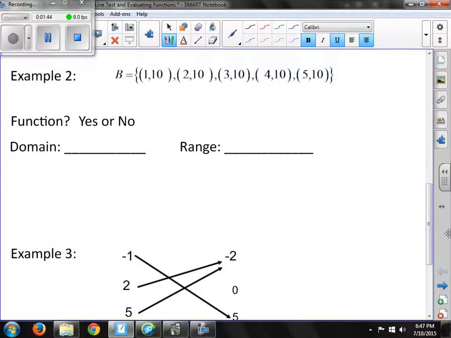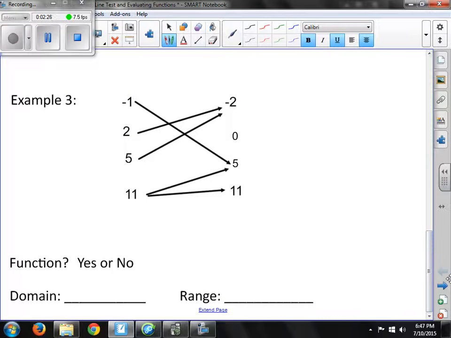Okay, example 2. We want to determine if this is a function. Let's look at the x values: 1, 2, 3, 4, 5. They're all different. Yes, it's a function. None of them are repeated. Let's look at the y values. Okay, let's get the domain. The domain is the set of all x values, 1, 2, 3, 4, 5, and it looks like every y value is the same. You don't repeat it in your set, just put it one time.